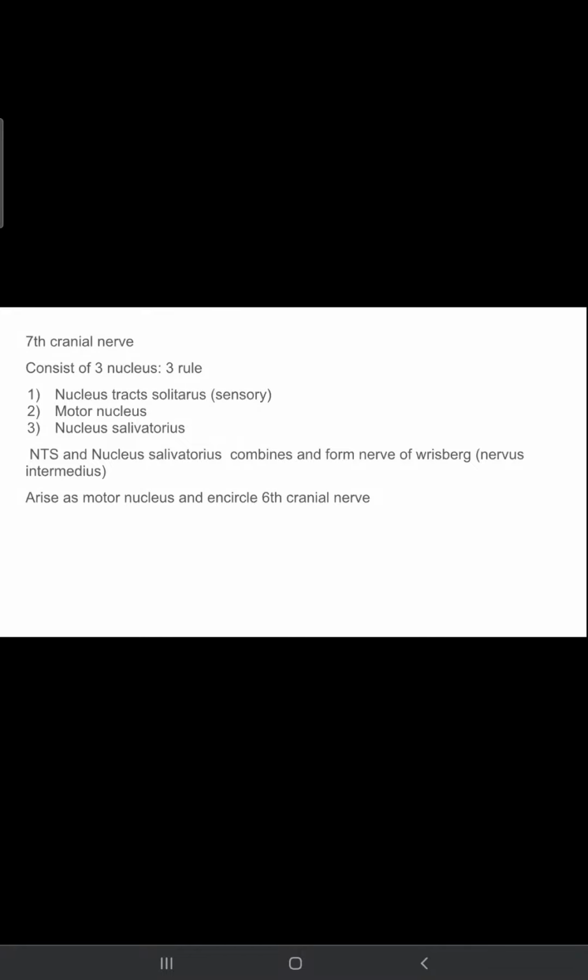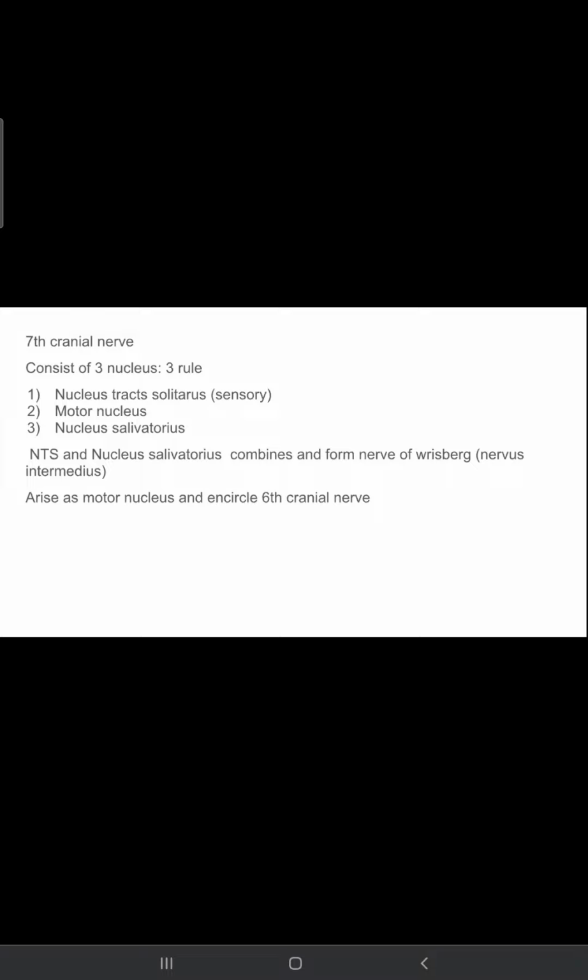3 means 3 nuclei. 4 means its course. 3 again means the petrous pathway. 5 means terminal branches. Okay, so the seventh cranial nerve is a mixed nerve composed of both sensory and motor fibers. So what are the nuclei? They are the nucleus tractus solitarius, the motor nucleus, and the nucleus salivatorius.